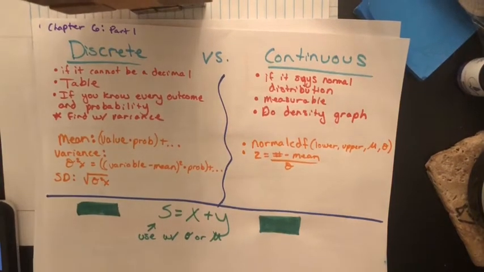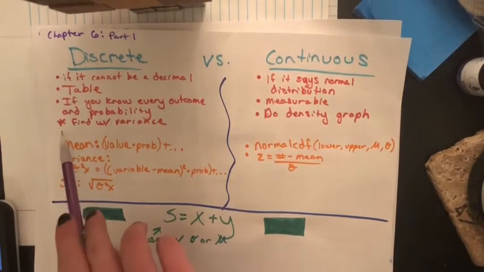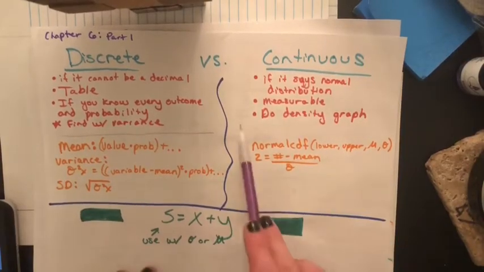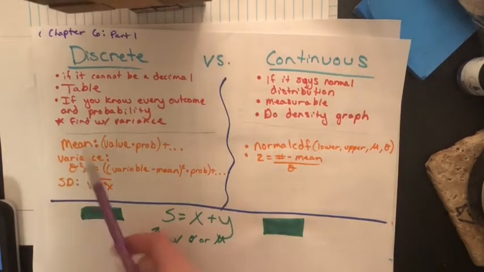Okay, the last chapter is chapter 6. In chapter 6, we talked about discrete versus continuous. Here are some little notes that I figured out about discrete versus continuous to help you decide, because if you don't categorize it right, then you'll get it all wrong. So just pay attention to these little bullet points.